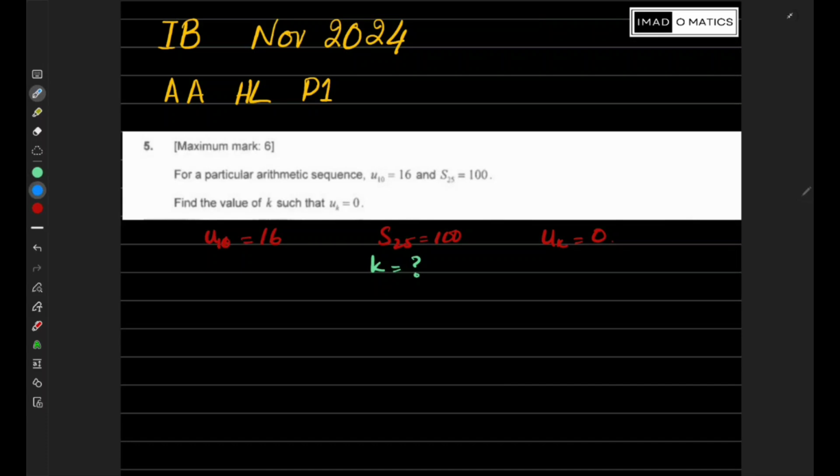Now we have the formula of the nth term of an arithmetic sequence: Un is equal to U1 plus (n minus 1) times d, where Un is the nth term, U1 is the first term, and d is the common difference.